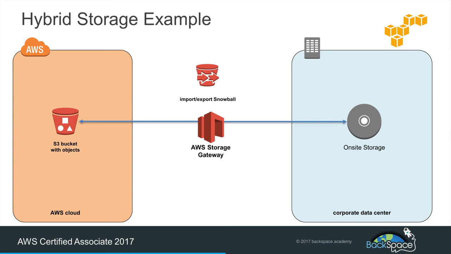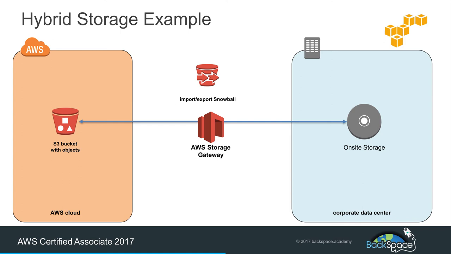So that's where the import export Snowball would come in, where you would get a Snowball device delivered to you from AWS, and you would upload your data from your on-site storage into your Snowball device, and then you would send that off back to AWS via courier or whatever, and when they receive it, they would upload that to your Amazon S3 bucket.